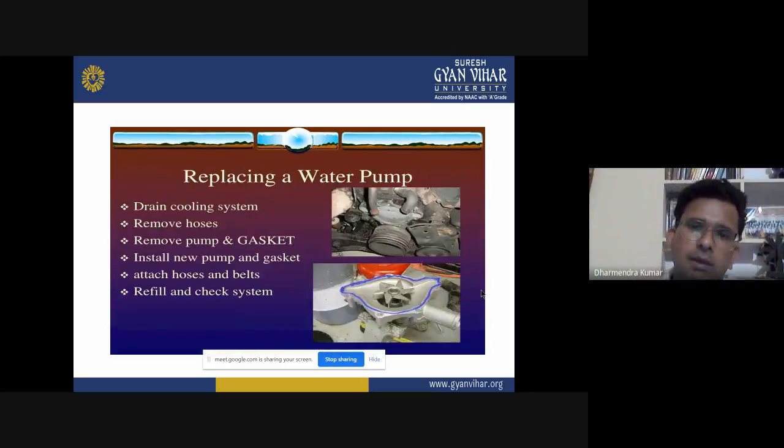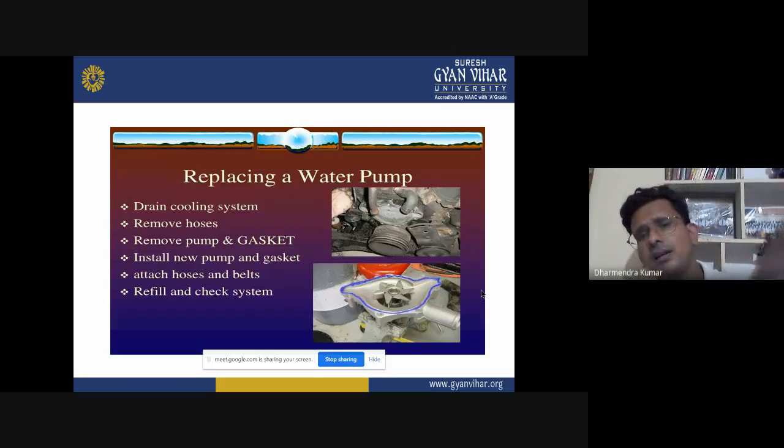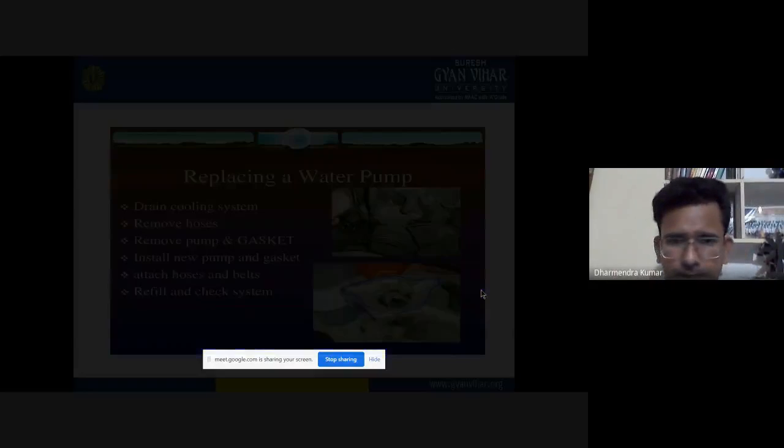Now if the water pump is damaged or needs replacement, here is a method for replacing the water pump. The replacement is done point by point. First is drain the cooling system, remove hoses, remove pump and gasket, install new pump and gasket, attach hoses and belt, and refill and check the system. These are the steps of replacing a water pump in a water cooling system.